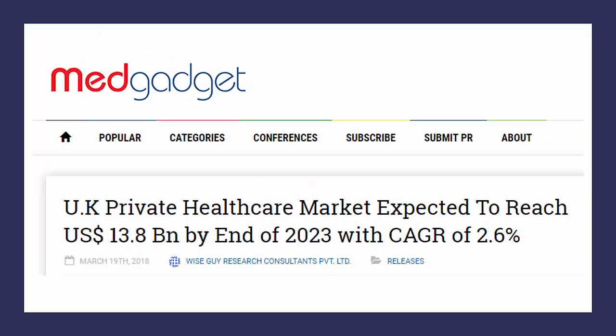So looking at some of the broad trends and figures for the UK private healthcare market here, you can see it's expected to reach approximately 13.8 billion US dollars by the end of 2023 with a compound annual growth rate of 2.6%. So not a spectacular compound annual growth rate, it has to be said. It's a pretty modest one.